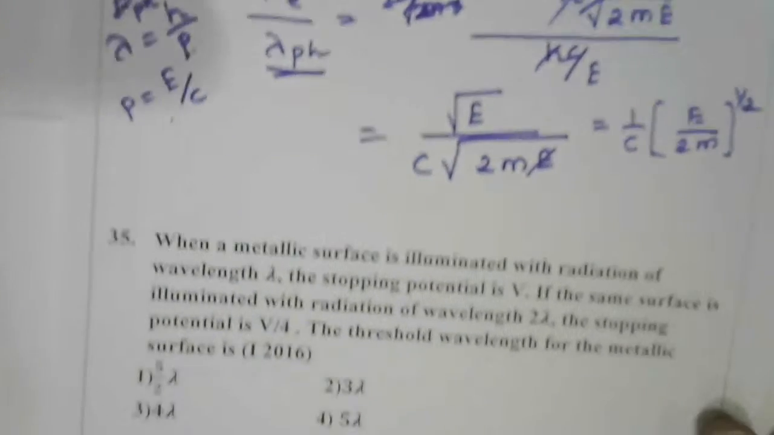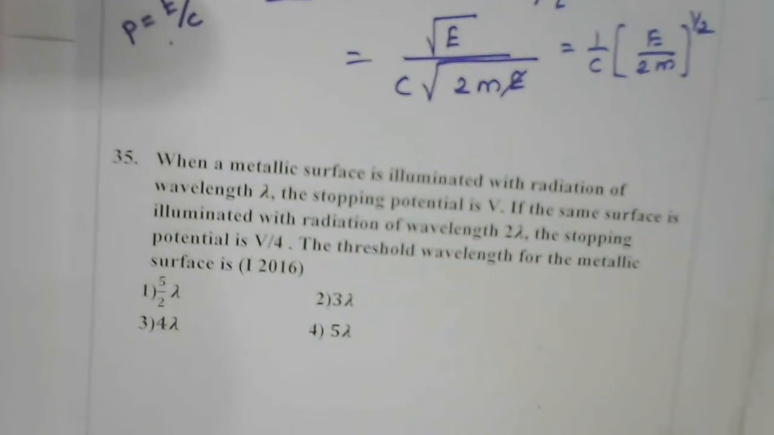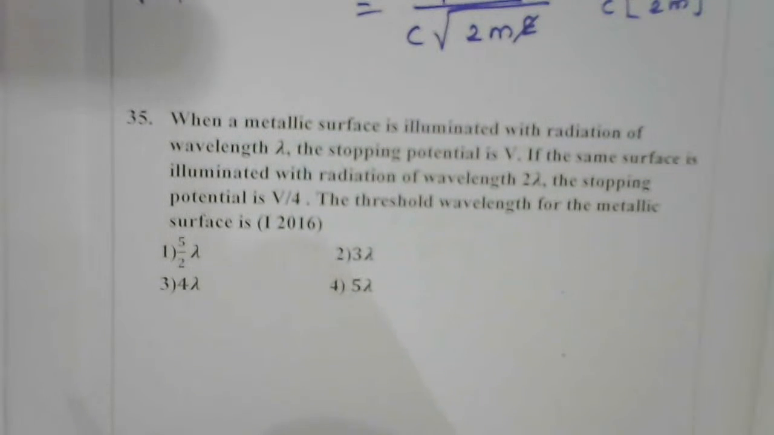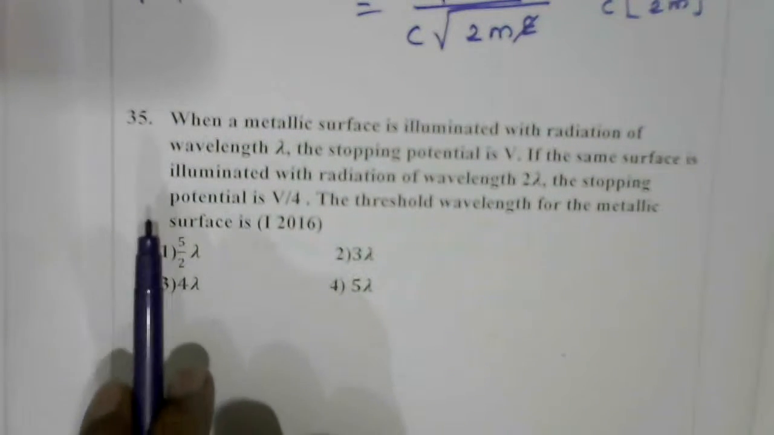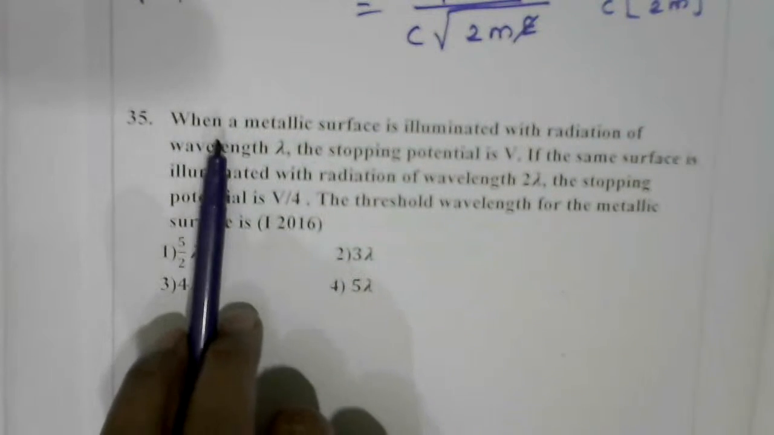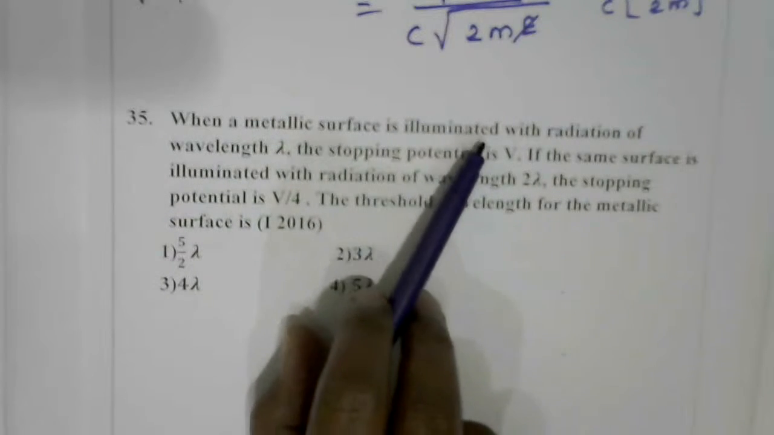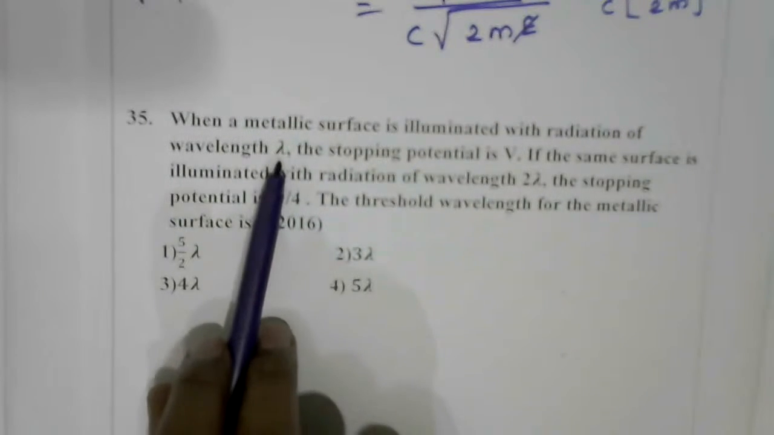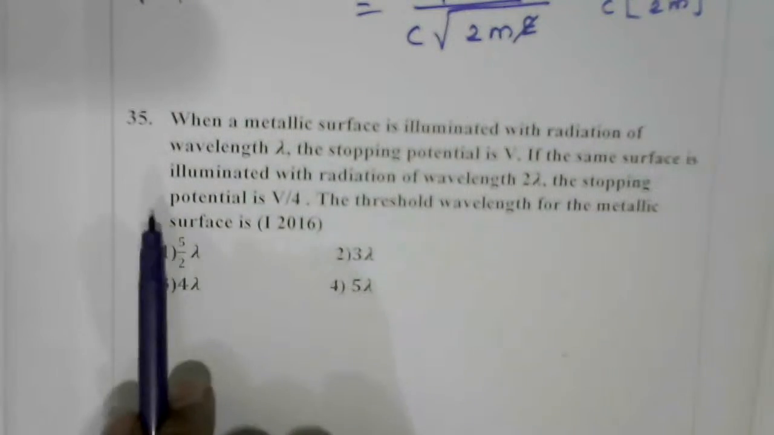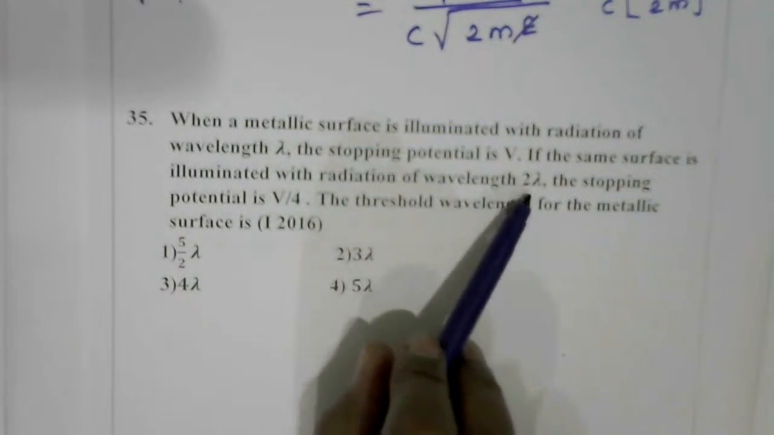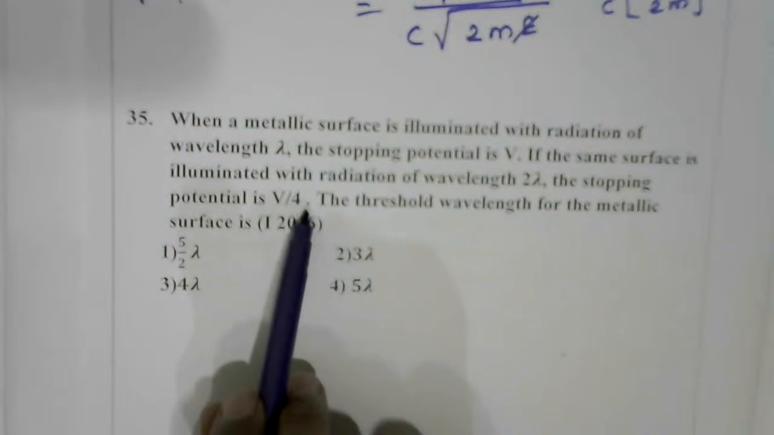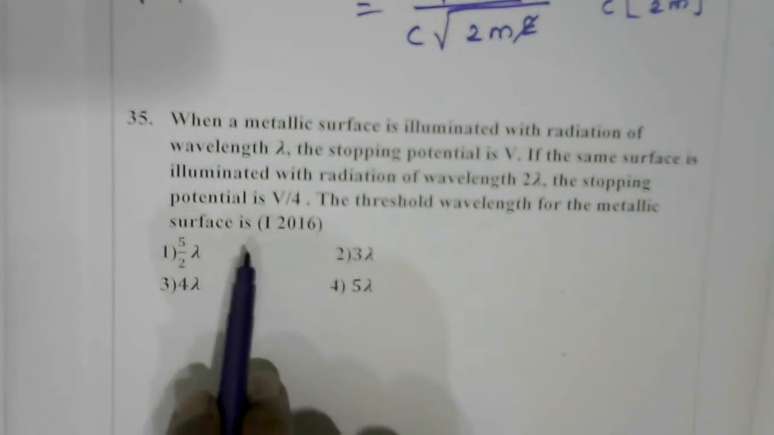So next question. So happy to see that many of you have worked out and kept already. So it's worth then, okay, posting the paper in advance. Okay, so we'll do the same thing so that you can enjoy the paper after understanding the synopsis also. When a metallic surface is illuminated with radiation of wavelength lambda, the stopping potential is found to be V. If the same surface is illuminated with radiation of wavelength 2 lambda, the stopping potential is found to be V by 4, the threshold wavelength for the metallic surface.